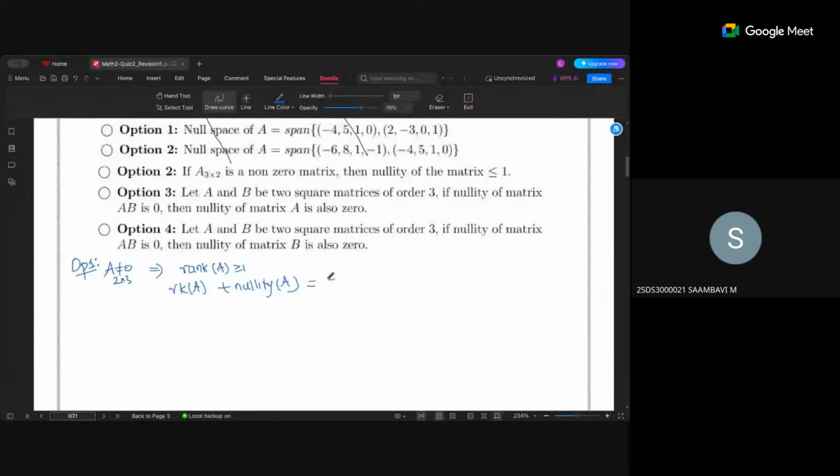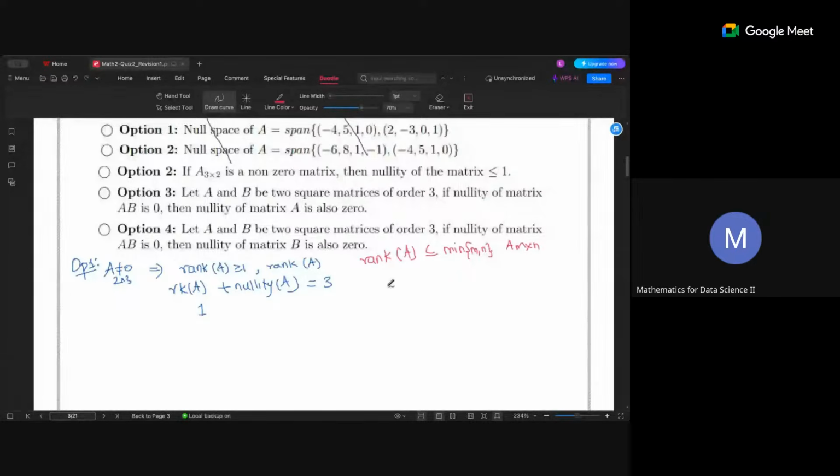Now we know that the rank is at least 1. What is the maximum possible rank? It is 2, because the rank of A is less than or equal to the minimum of the number of rows and columns. For an m by n matrix, rank is less than or equal to the minimum of m comma n. So here the minimum is 2.